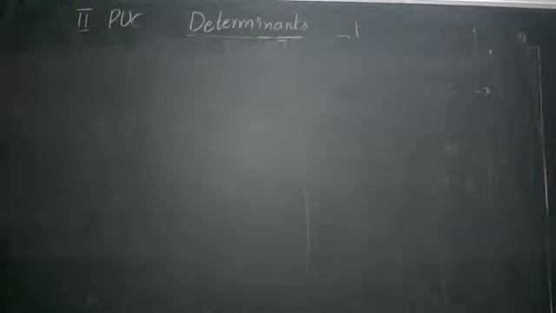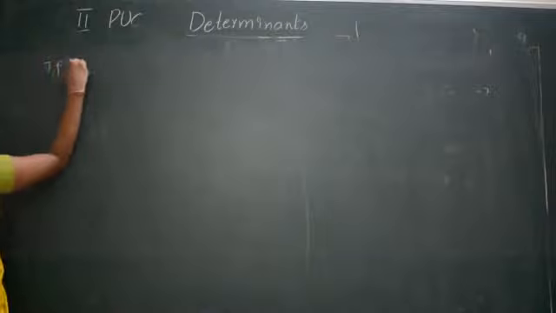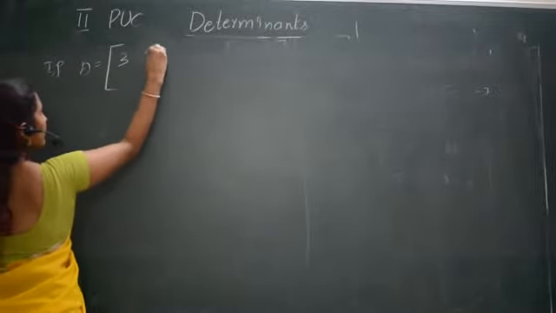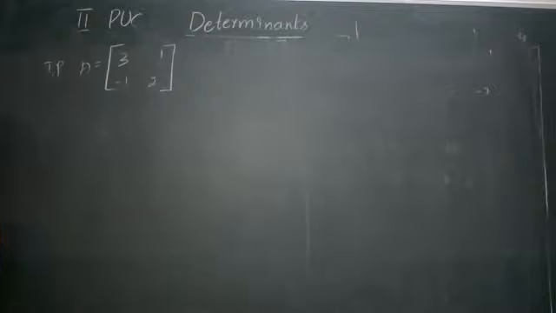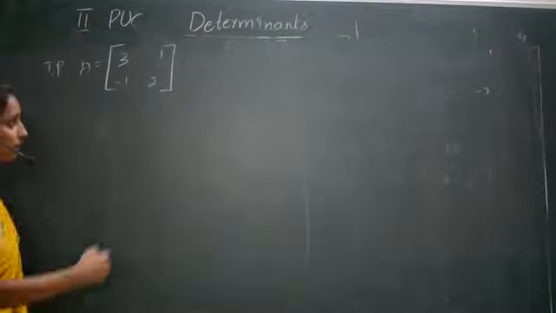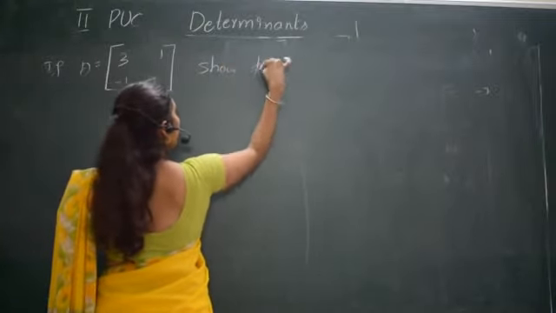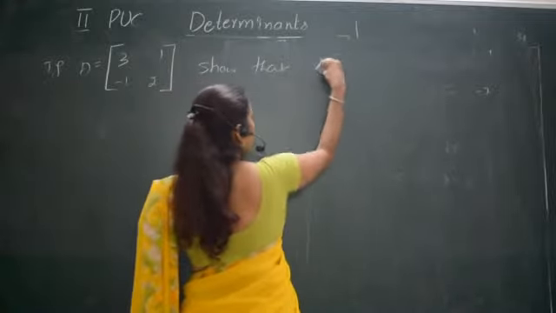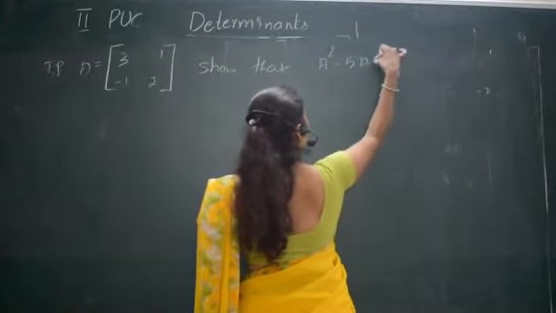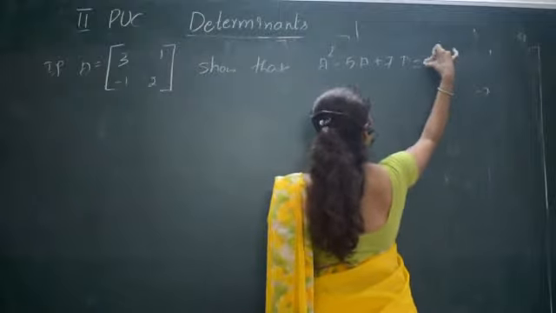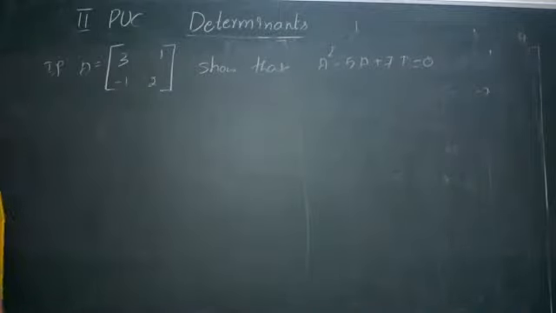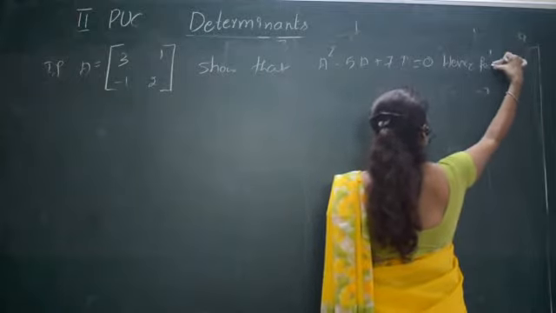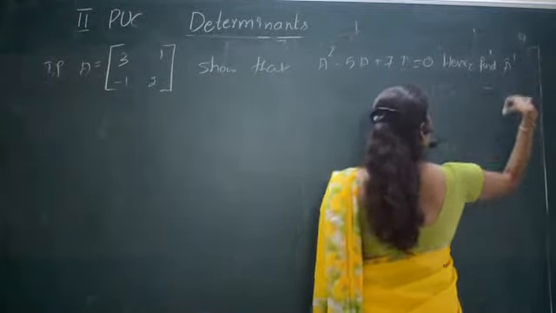If A is equal to the matrix [3 1; -1 2], then show that A square minus 5A plus 7I equals 0, and hence find A inverse.